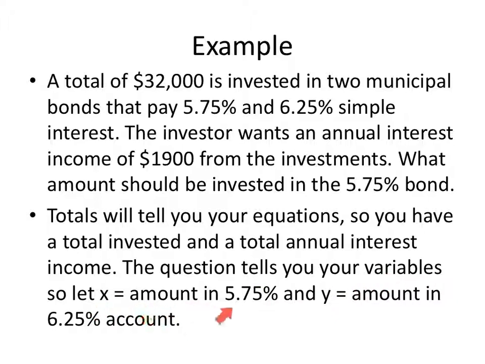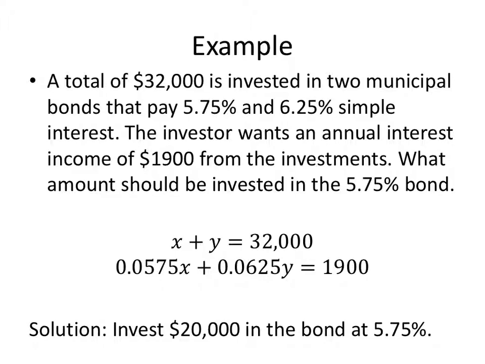I'm going to let X be the amount invested in 5.75%, and just because there's two of them, I'm going to use Y as the amount invested in the 6.25% account, keeping in mind I only really want to know X. So, a total invested, if X is the amount invested in 5.75 and Y is the amount invested at 6.25%, then they must add to be $32,000 total invested.